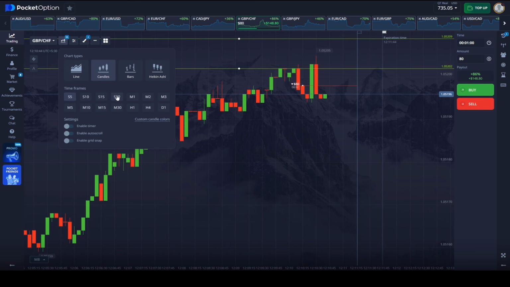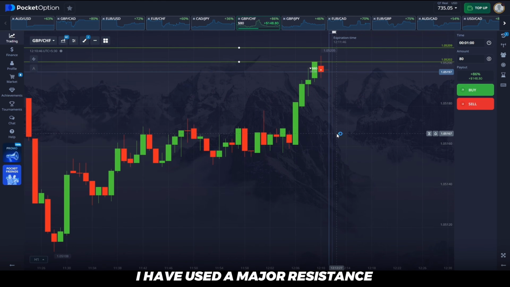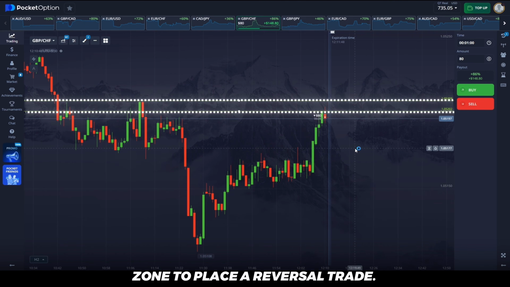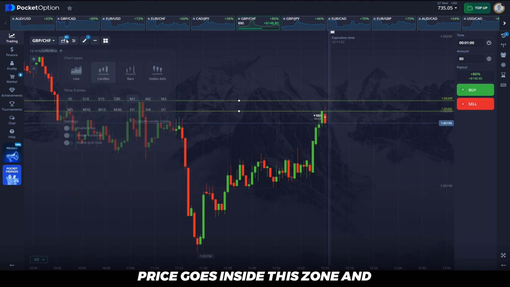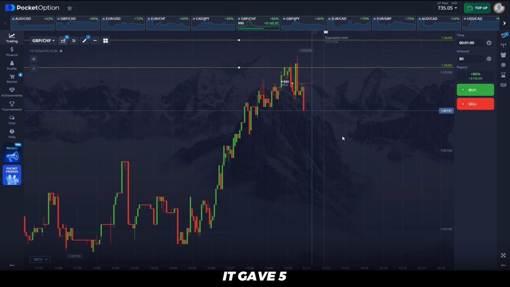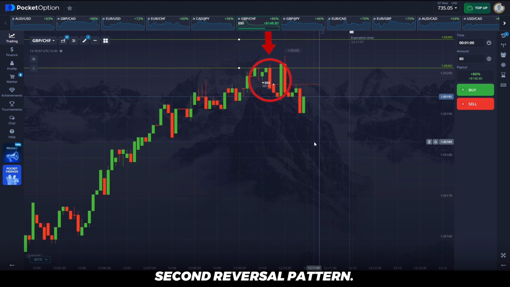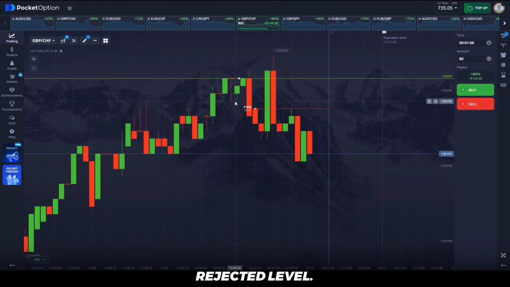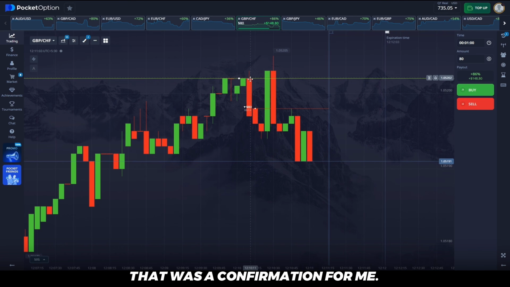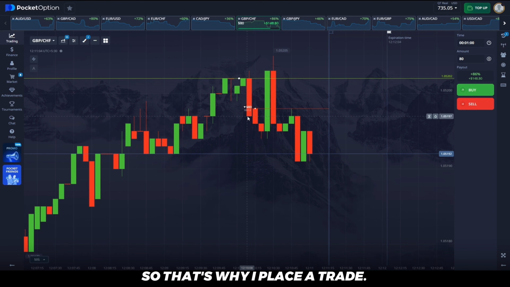The trade is simple. I have used a major resistance zone to place a reversal trade. Price goes inside this zone and it gave a 5-second bearish reversal pattern that also broke the recently rejected level. That was a confirmation for me, so that's why I placed a trade.